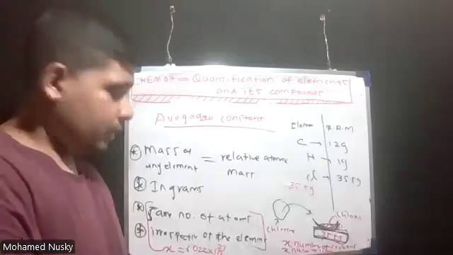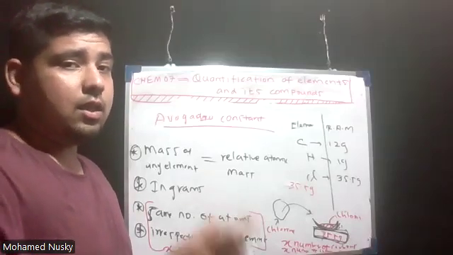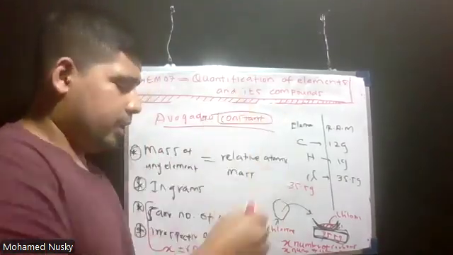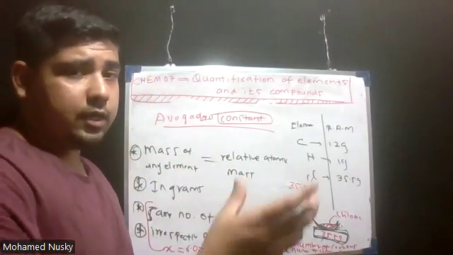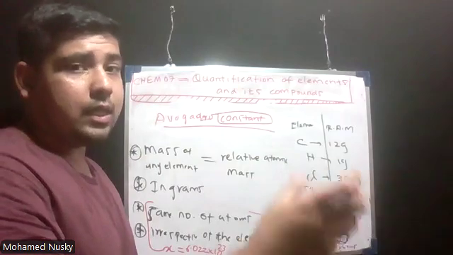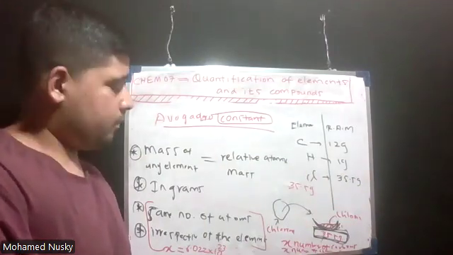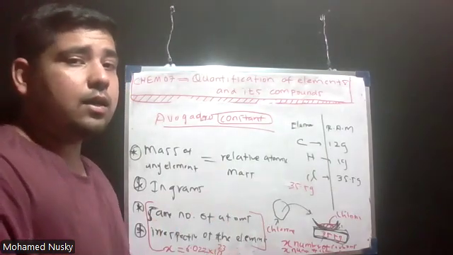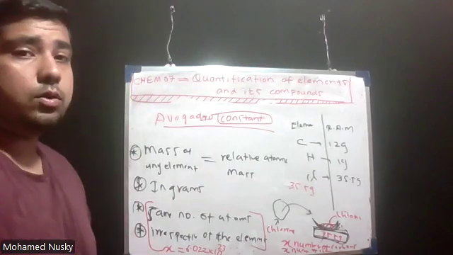This value is known as the Avogadro constant. Why is it a constant? It is a constant value for any element if I take the mass of that element equal to its relative atomic mass. That's it. This value is known as the Avogadro constant.